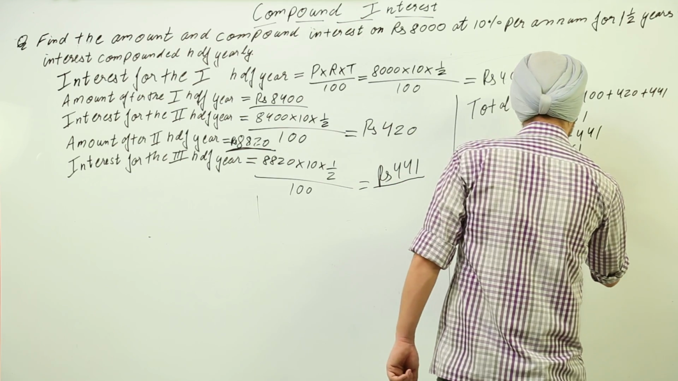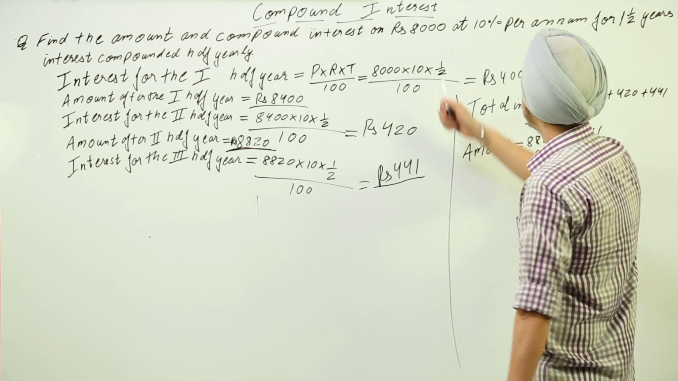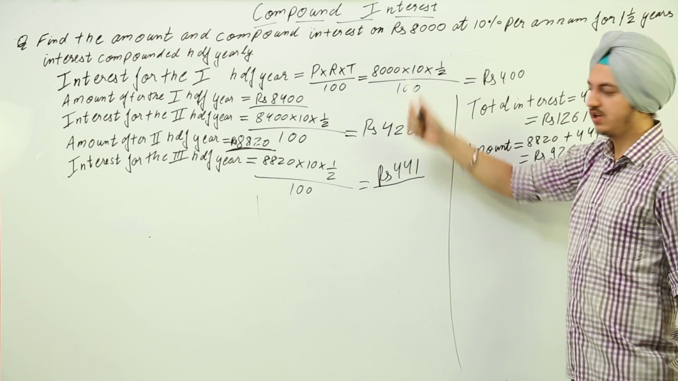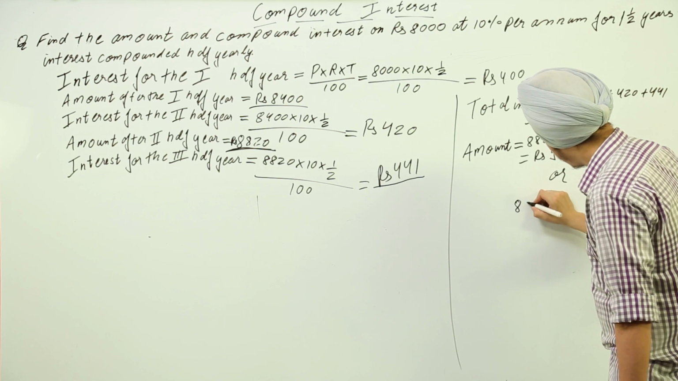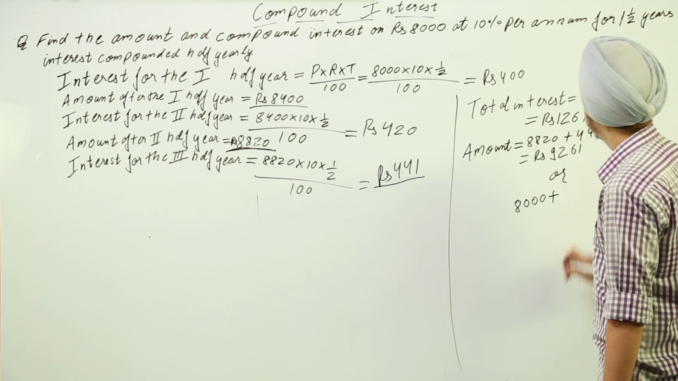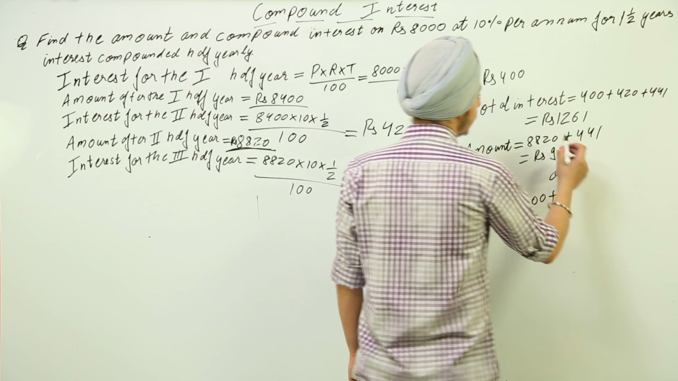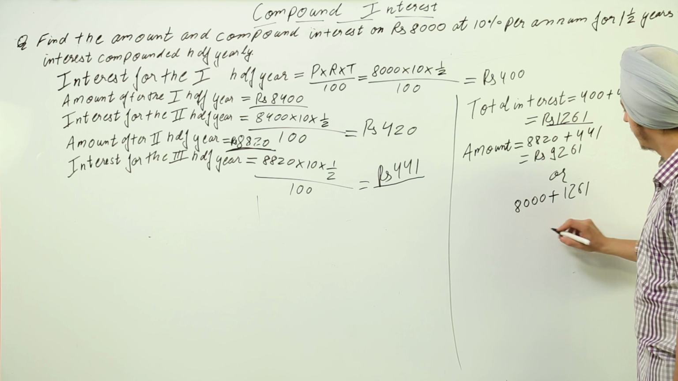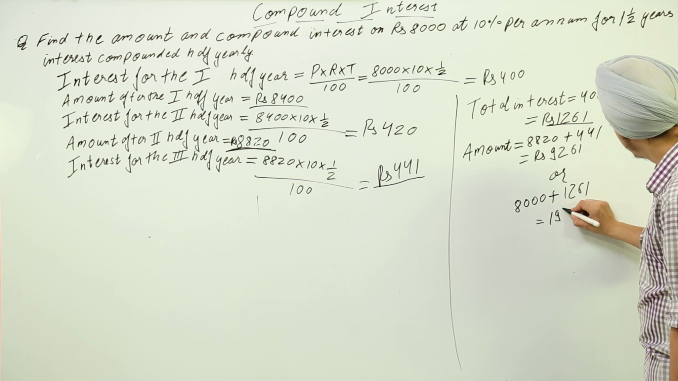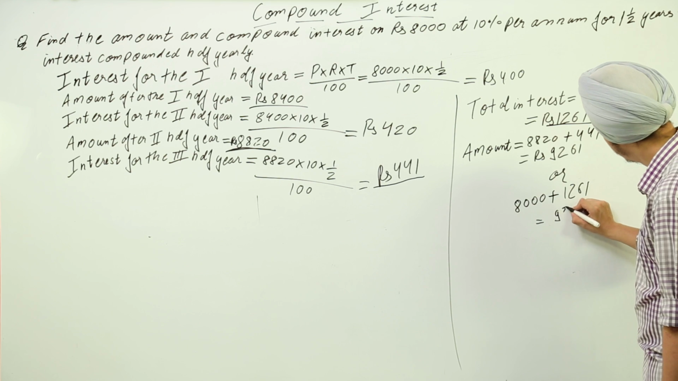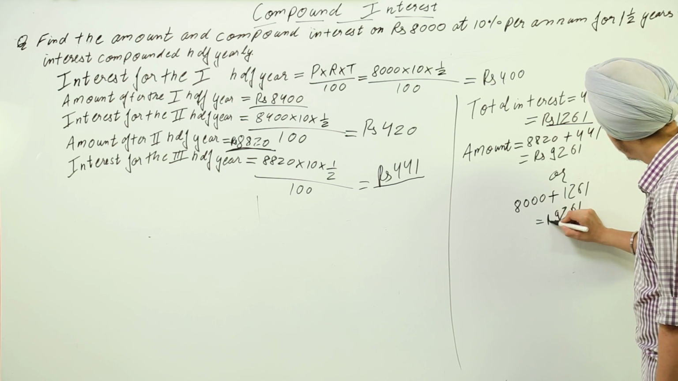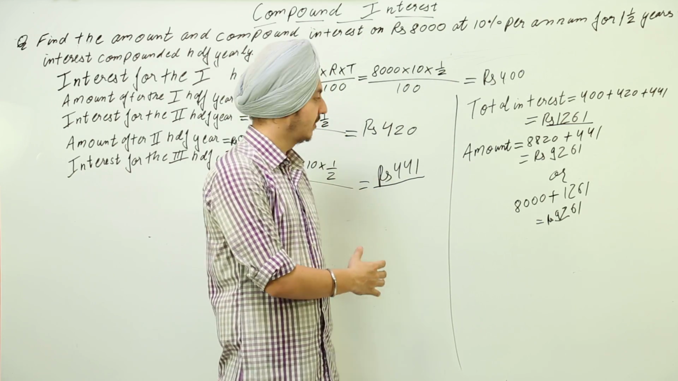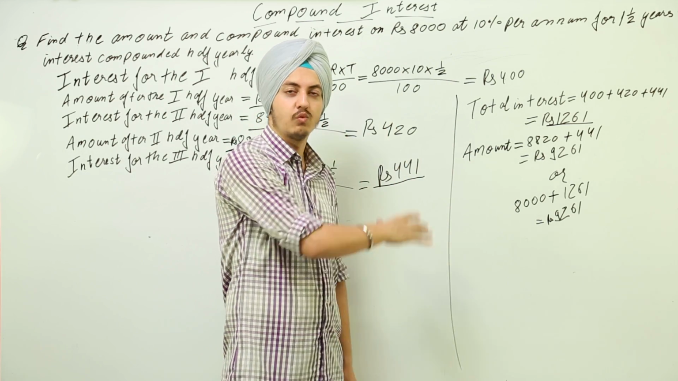Now we have another way of calculating the amount. Initial money taken was 8,000 rupees. So we have rupees 8,000 plus the total interest, that is rupees 1261. So we have 8,000 plus 1261, which is also equal to 9261 rupees. So this is the total amount after 1.5 years.